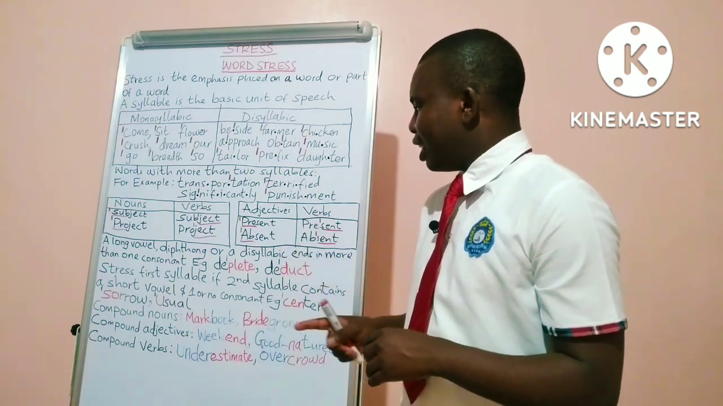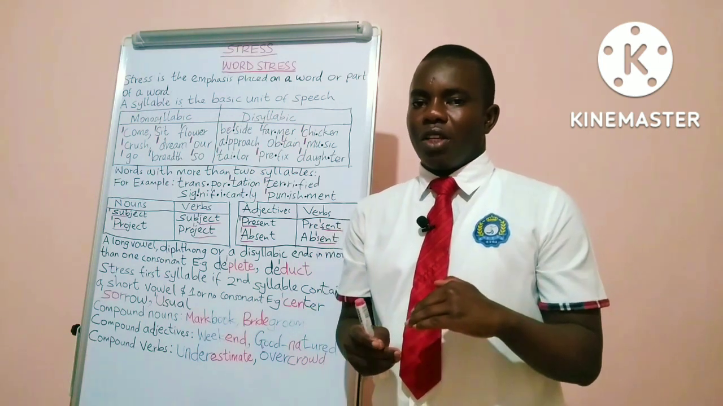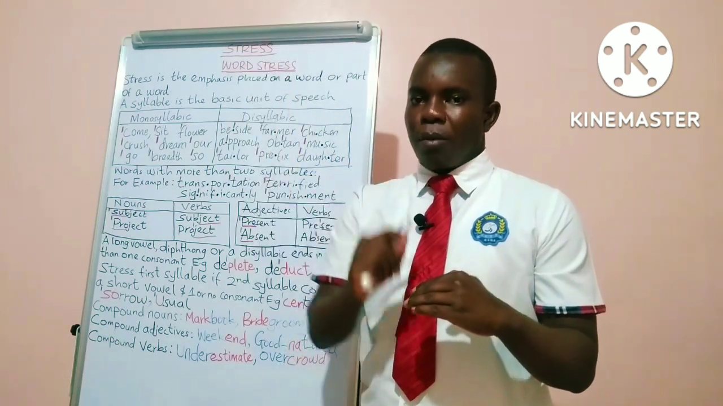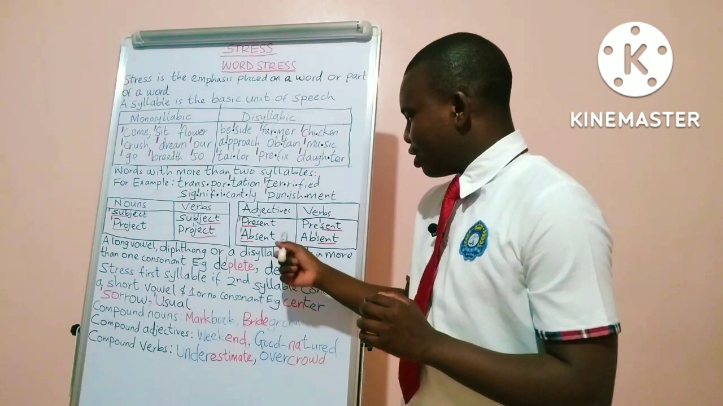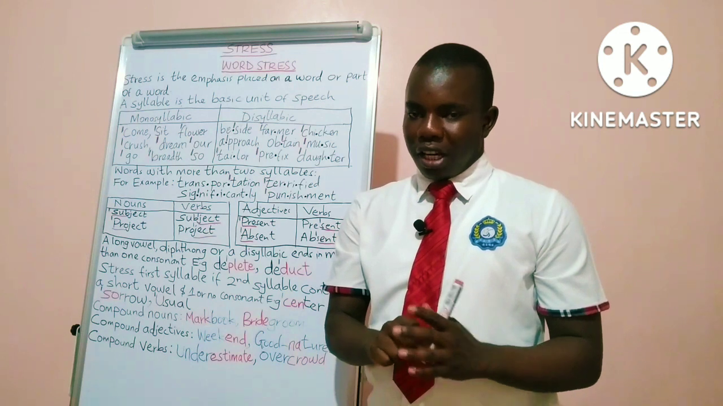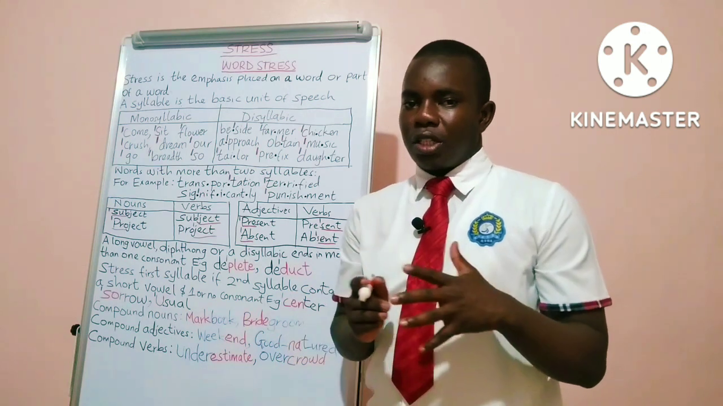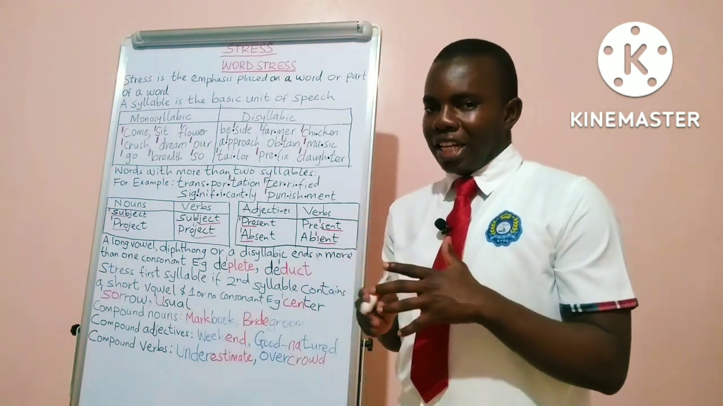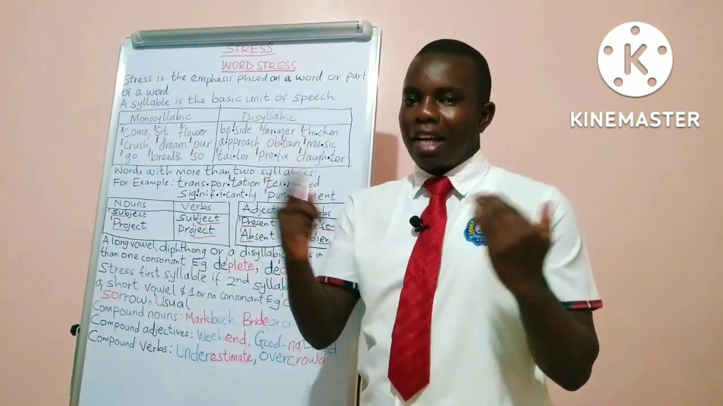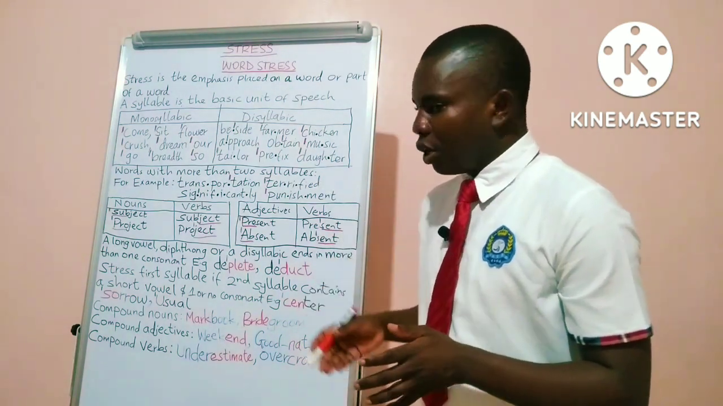An example here is present. The verb, present: the second syllable is stressed, and that is a verb. Another example, absent. As an adjective, we stress ab. As a verb, we stress sent. So it reads as absent, absent. One decides to absent himself or herself from school.